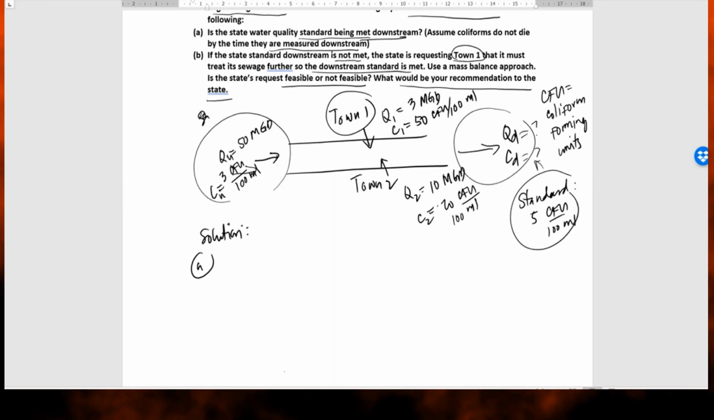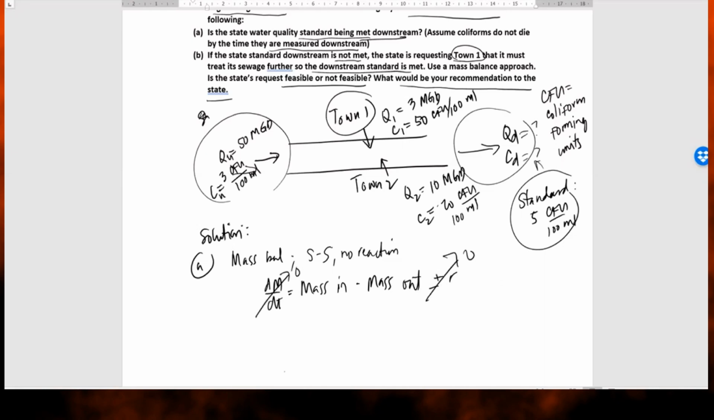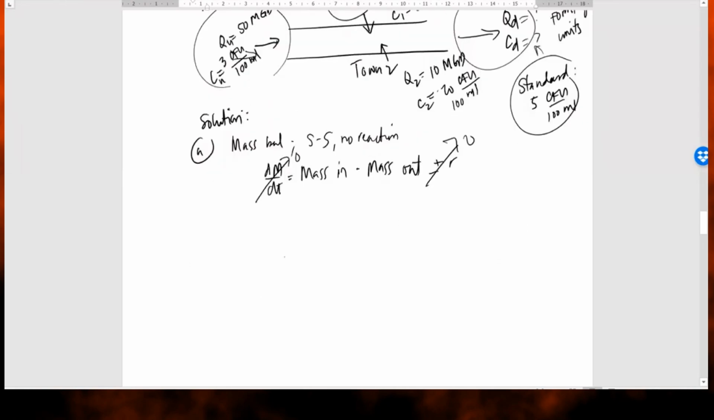So what we can do is a mass balance. The assumption is steady state and no reaction. In steady state, dM over dt is mass in minus mass out plus or minus reaction, and this is 0 because of steady state. So we have mass in equal to mass out.